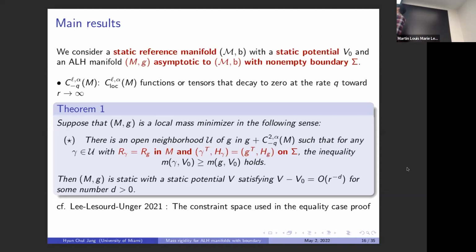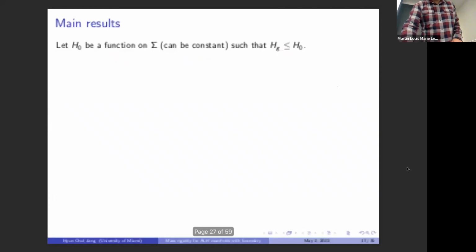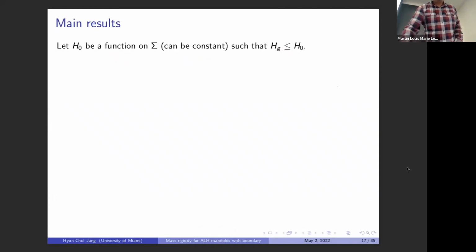I emphasize this here with color. So that's about the constraint of this mass minimizing condition, right? We only looked at this mass minimizing condition when gamma satisfies this condition. So scalar curvature is fixed and the boundary geometry is somehow fixed. Right, and this type of constraint space is also considered in the Lee, Lesourd, Unger paper for their equality case proof, right? So that's our first result. Okay, yeah.